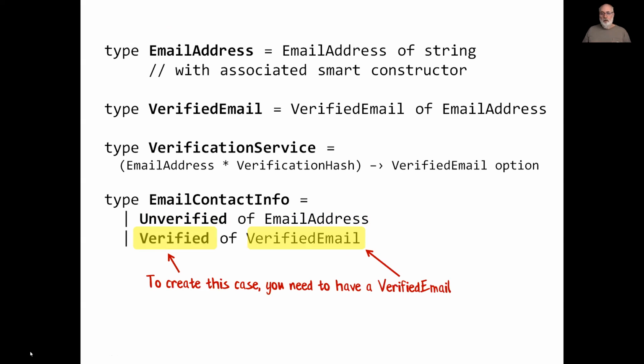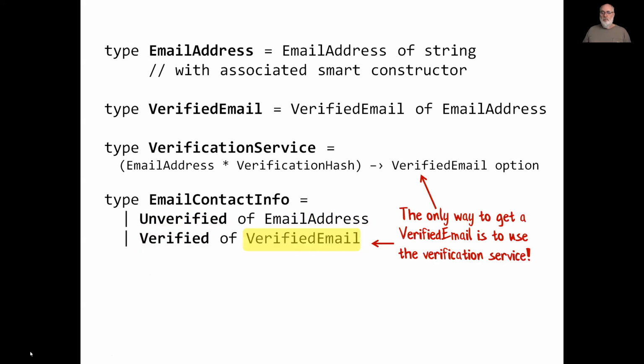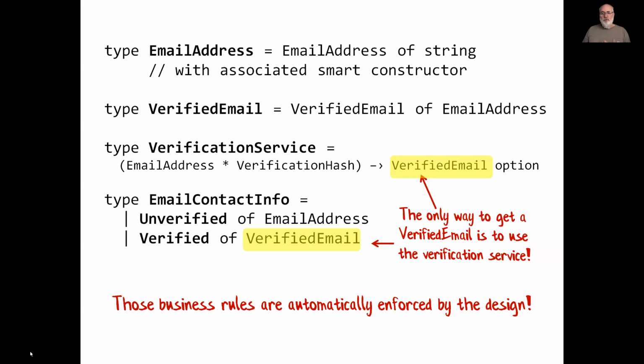And with a little bit of tweaking, I can ensure that the only way to get a verified email is as the output of the verification service. I can make it an opaque type or something like that. So if I do this design, I've now enforced the business rules automatically. If I change my email address, it has to be unverified. And the only way it can be verified is if it's gone through the verification service. So I don't have to write any tests. I literally can't have a bug where I have done the wrong thing. So this is really, really nice.